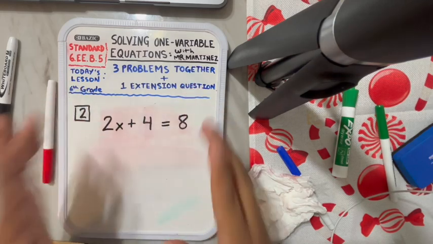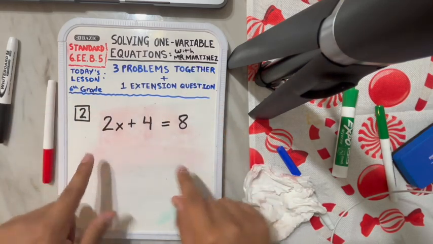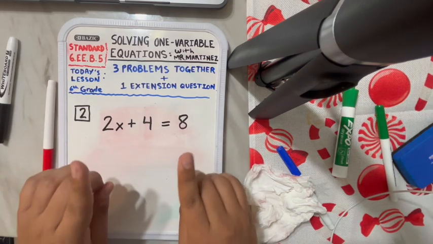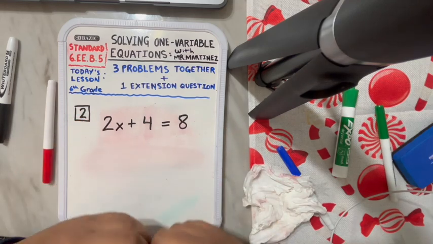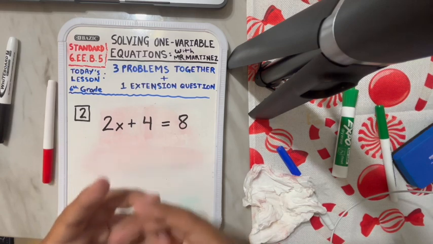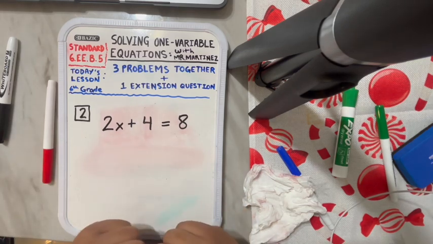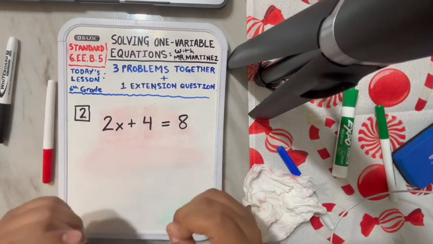Okay, sweet. Now that we're done with problem number one, let's move on to problem number two. For problem number two, we have 2x plus 4 equals 8. Something that I do want to mention before we move on is we are going to be adding a new vocabulary word, and that word is coefficient. Okay, just keep that in mind. We are going to be coming back to that in a second.